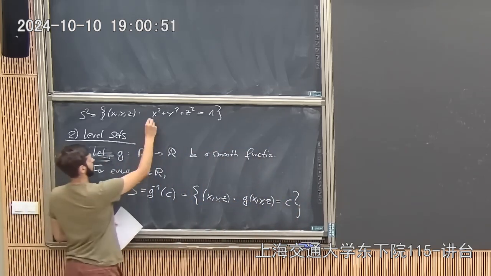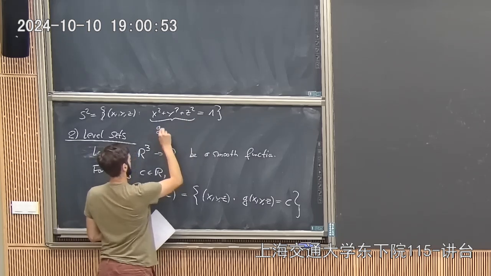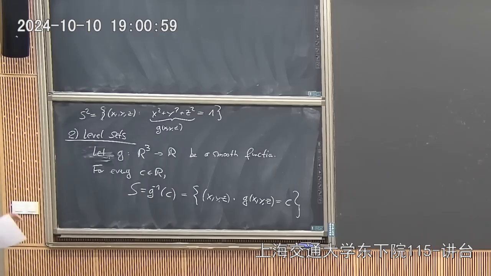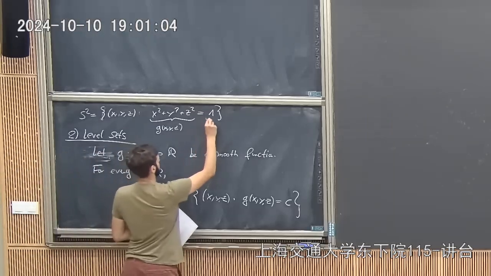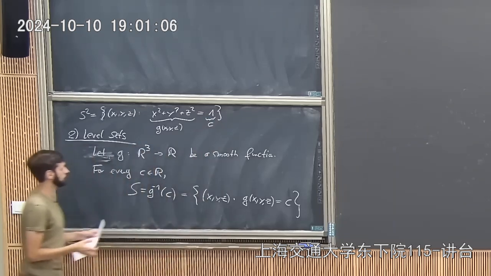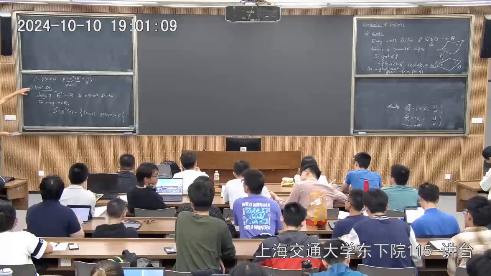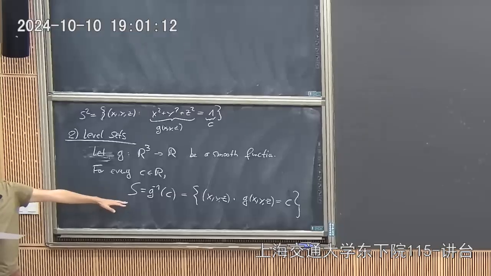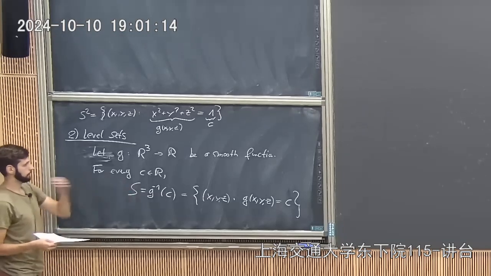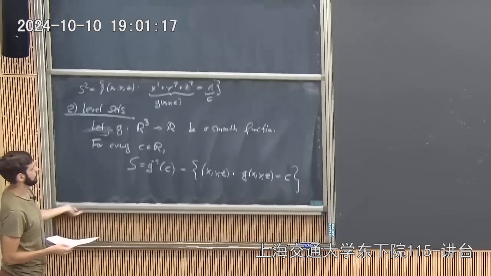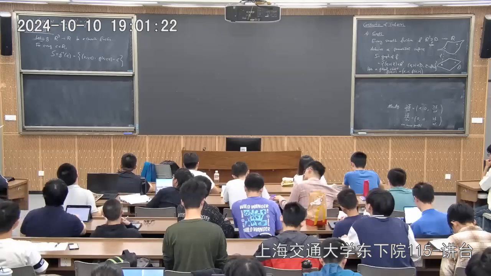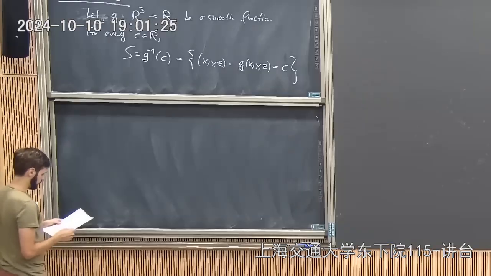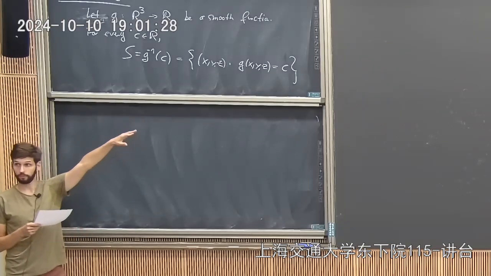So in this example here, this would be the function g(x, y, z), which is just taking the norm of the vector essentially. So that's the function g, and this one is the constant c equals 1. So that's an example. The sphere is cut out by this. That's a nice construction. But the problem is that that's not always a surface.